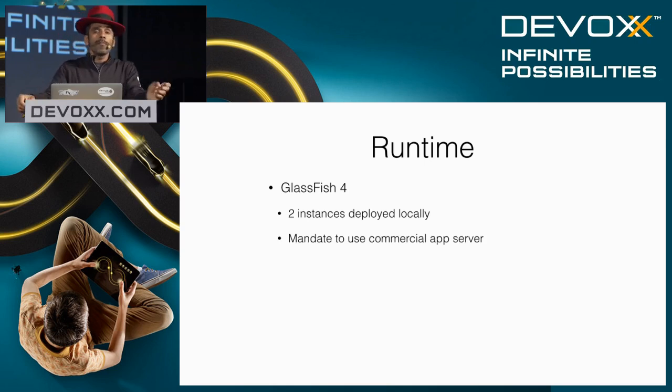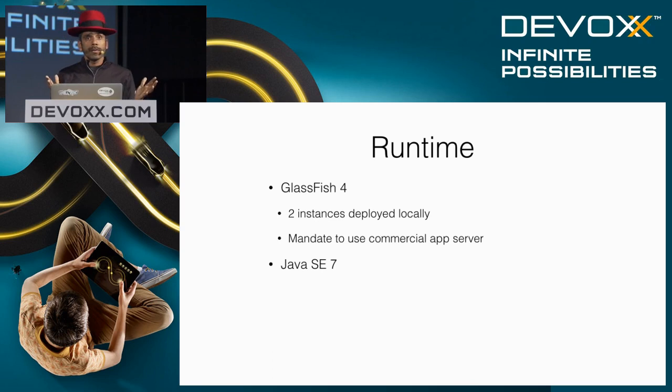So in the Java EE BOF yesterday night we were talking about how there is still no commercially supported Java EE 7 application server. Yes, there is JBoss EAP. Yes, there is WebLogic. Yes, there is WebSphere. They're all on the way. But until then, they are still sticking to GlassFish 4, until there is a commercially supported application server that comes out.